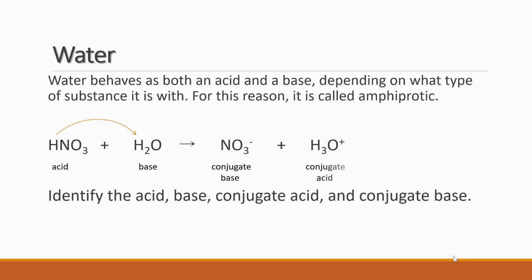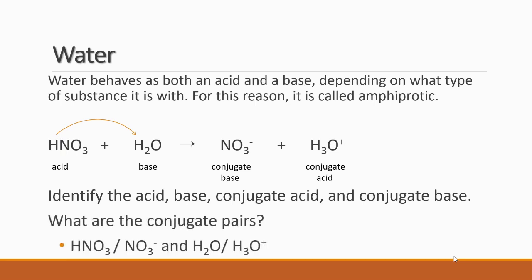Here they are. The acid always gives away a hydrogen, the base always accepts a hydrogen. So in this case, water is behaving like a base because it steals that hydrogen from the acid. So when water is in the presence of an acid, it'll behave like a base. And when water is in the presence of a base, it'll behave like an acid. And then the conjugate pairs are the acid and conjugate base, and the base and the conjugate acid.